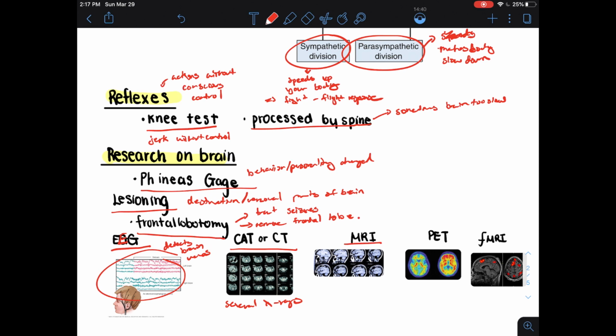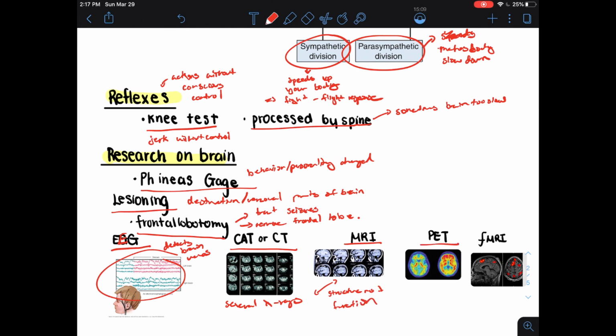And then there is the MRI, which is magnetic resonance imaging, and it uses magnetic fields to measure the density and location of brain material. It doesn't use X-rays as a CT scan does, so the patient is not exposed to a lot of radiation, which could be cancerous. But both of these only give information on structure, not function.